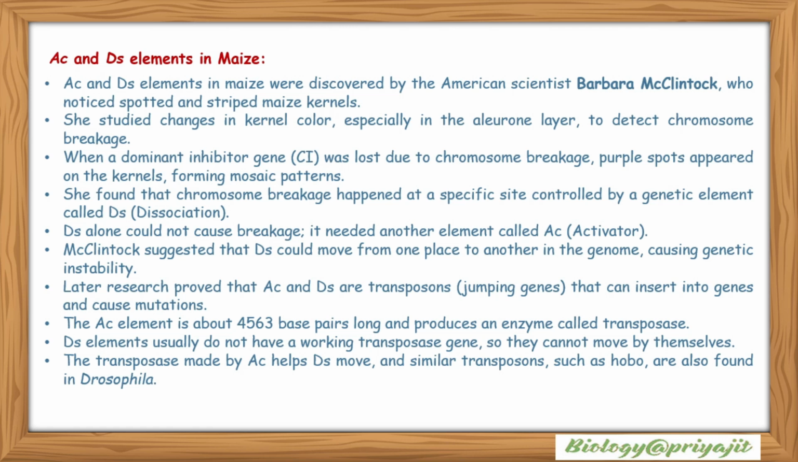Later, research proved that AC and DS are transposons or jumping genes that can insert into genes and cause mutations. The AC element is about 4,560 base pairs long and produces an enzyme called transposase. DS elements usually do not have a working transposase gene, so they cannot move by themselves. The transposase made by AC helps DS move, and similar transposons such as hobo are also found in Drosophila.